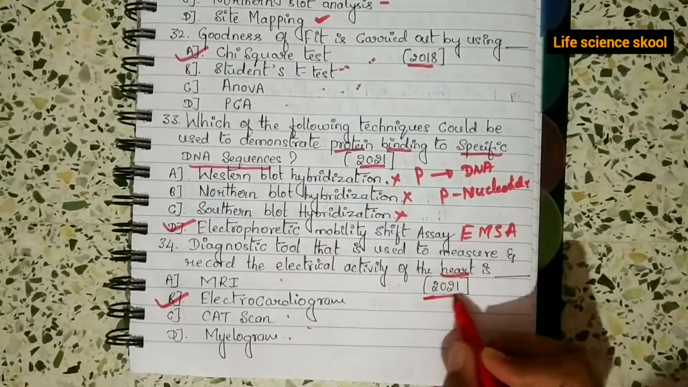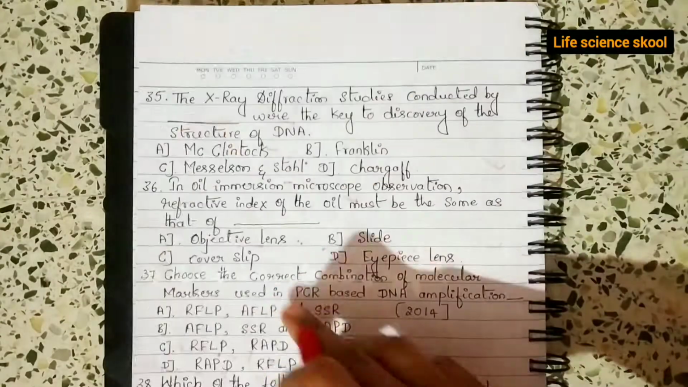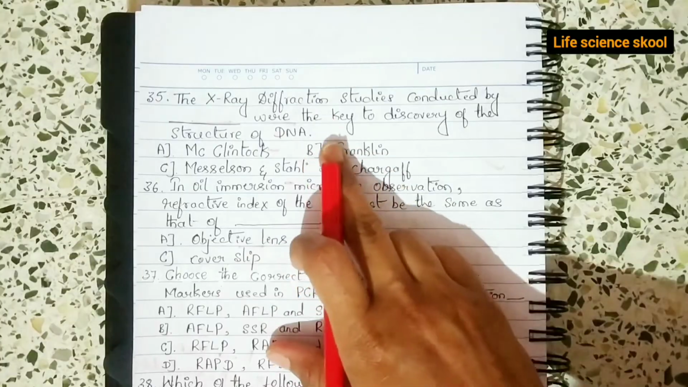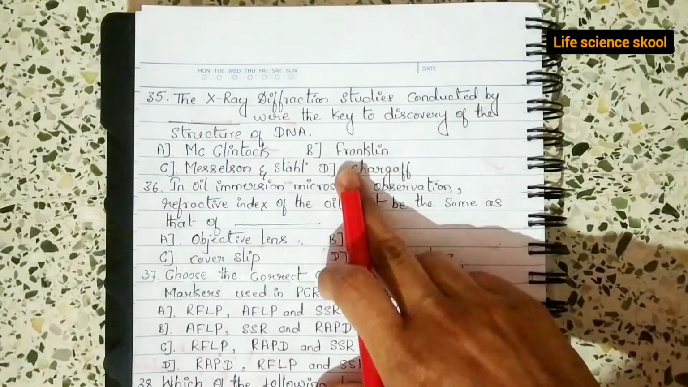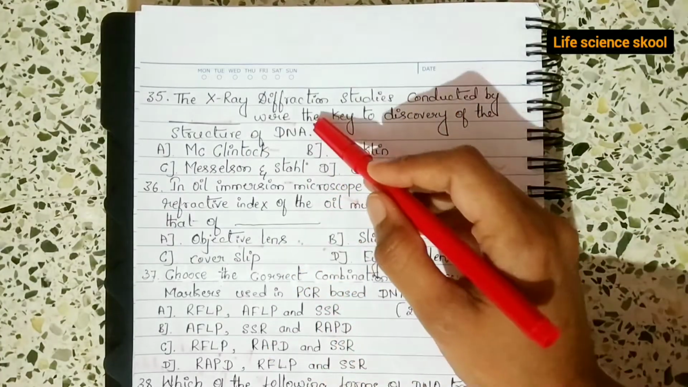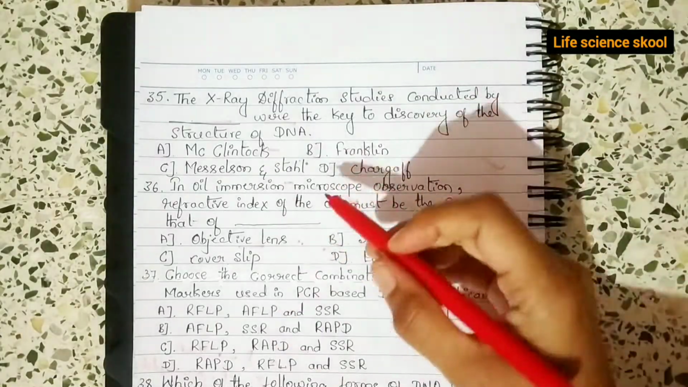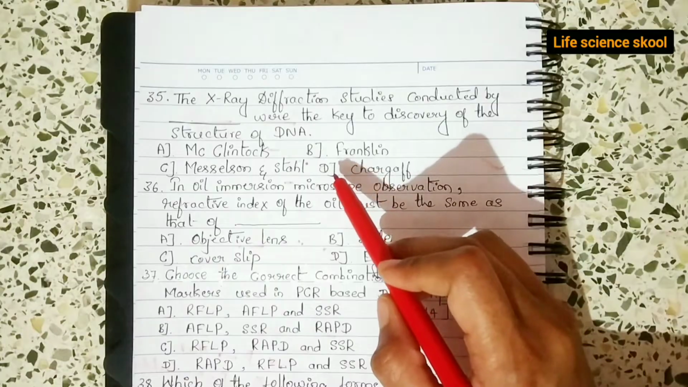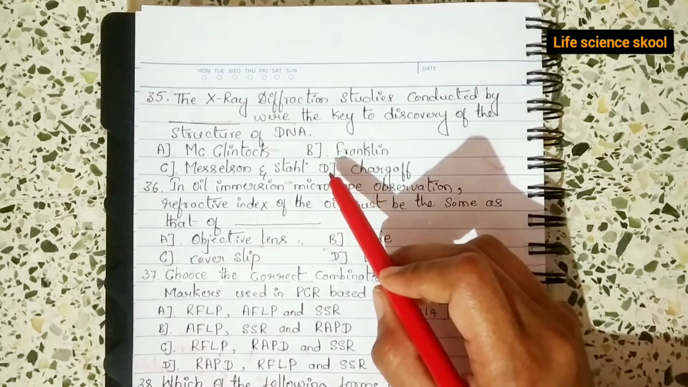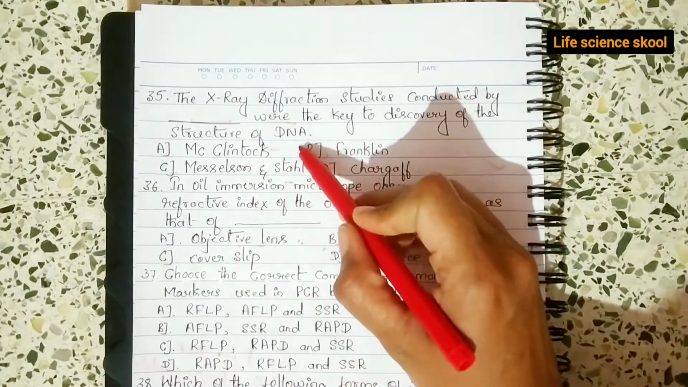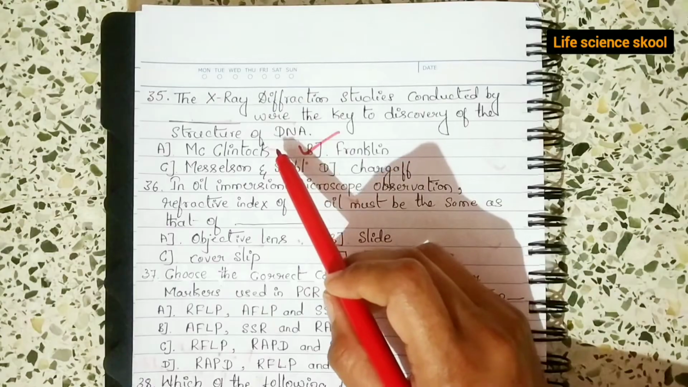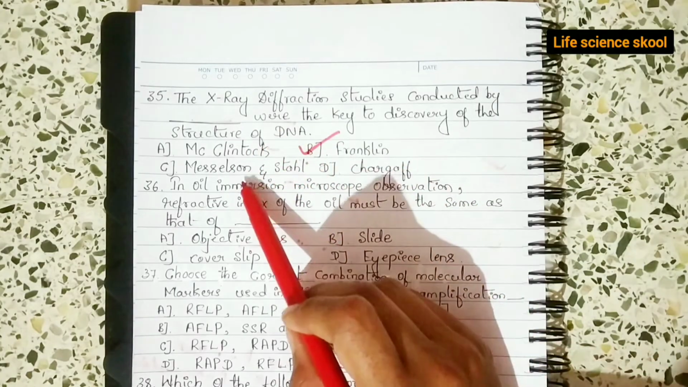This was asked in the year 2021. Next is the 35th question. The question is: the X-ray diffraction studies conducted by dash were the key to the discovery of the structure of the DNA. Option A, McClintock; option B, Franklin; option C, Meselson and Stahl; option D, Chargaff. The correct answer is not option C, option B is the correct answer, Franklin. The X-ray diffraction studies conducted by Franklin were the key to discovering the structure of the DNA.